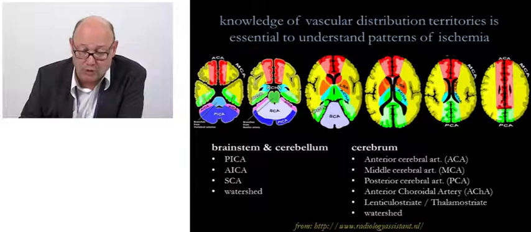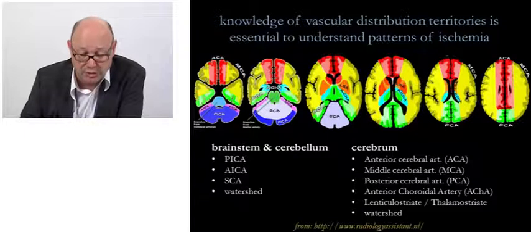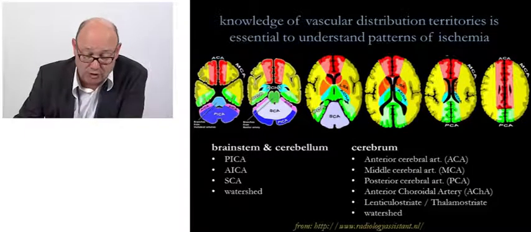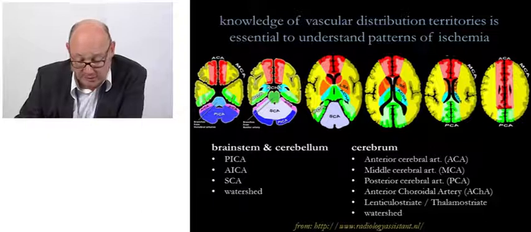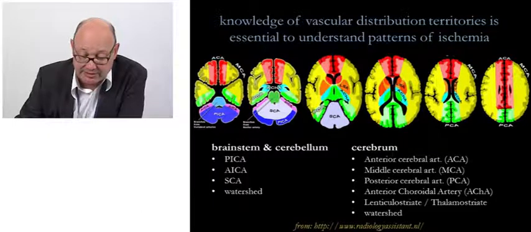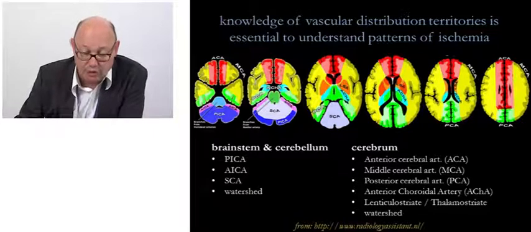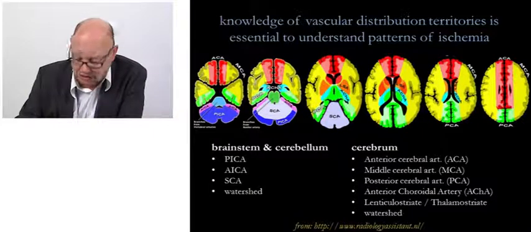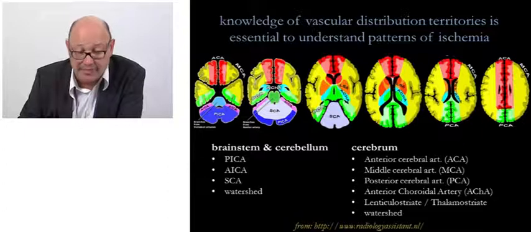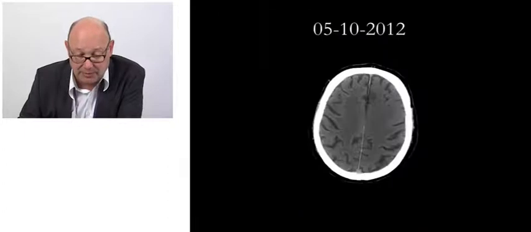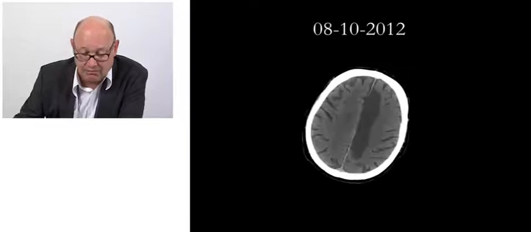Of course, you have to know your different vascular distribution territories. If you don't know them by heart, it's good to have a book on your bookshelf, or if you don't have books available, there's a website that I really can suggest you to go to. It is the Radiology Assistant website, which was made by young Dutch radiologists, and I really use it very frequently myself. This is another patient, CT scan performed 5th of October, some years ago.